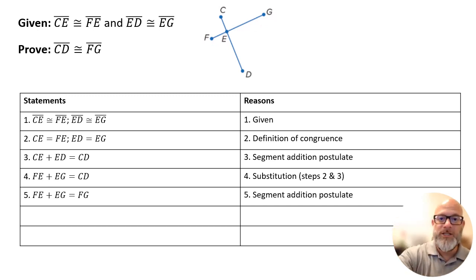FE plus EG equals FG. Segment addition: small plus small equals big. FE plus EG equals FG. Segment addition postulate. We use that a lot in this lesson and in future lessons.